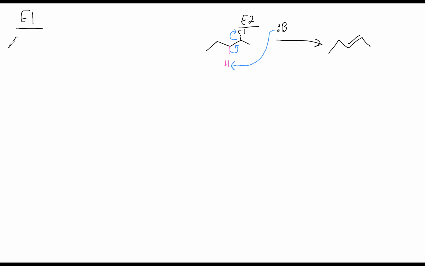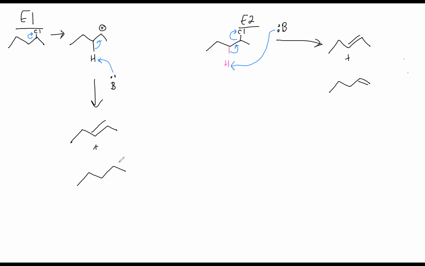For E1, however, similar to SN1, we are going to create a carbocation. Our leaving group will leave first, and then we'll create our carbocation, and then our base will take the hydrogen. Let me draw it this way. Then our base will take the hydrogen, and we will end up with our final elimination product. Okay, does that make sense? Again, you'll have both the major and the minor product. I'm just showing the mechanism for the more stable product.